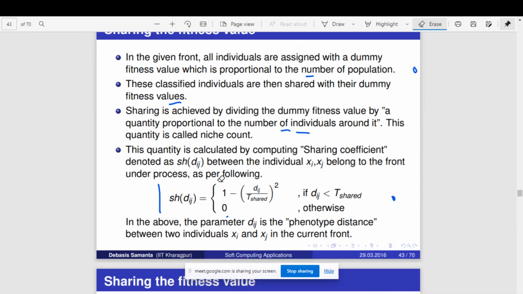So this sigma share is a distance. In this case, it is not the shared value, it is the distance. So how many individuals are lying within this distance? For example, you may consider say 100 centimeters or 500 centimeters. How many are within this range? If there are x individuals, then x divided by sigma share. If nobody is within this range, then it is 0.